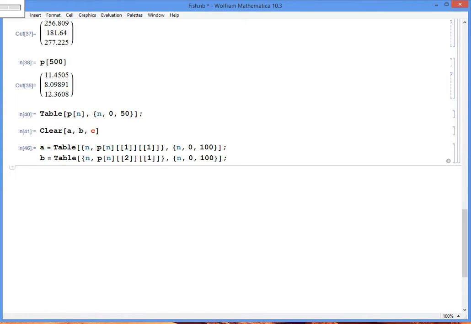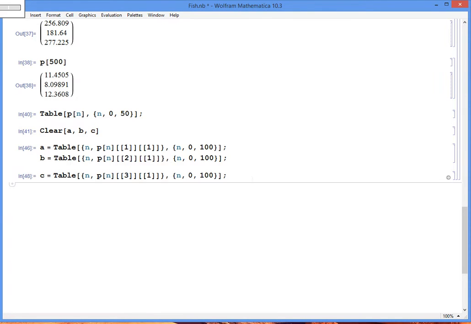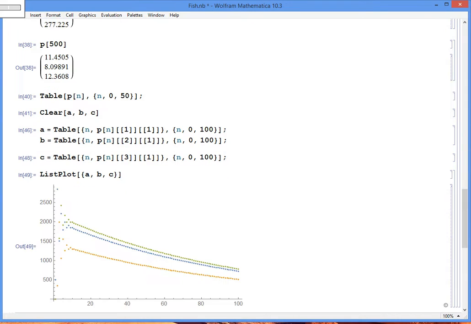Okay, and then we're going to do the same thing for our 2 plus year olds. We'll paste the same command, but again, we don't want the first item in the list. We want now the third item in the list, and we can evaluate that. So if we're going to create a plot, the way we do the plot command is ListPlot, and we want to make a plot of A, B, and C. Let's just see what that looks like real quick. So there's our plot. If we want to clean this up a little bit, we can do that.